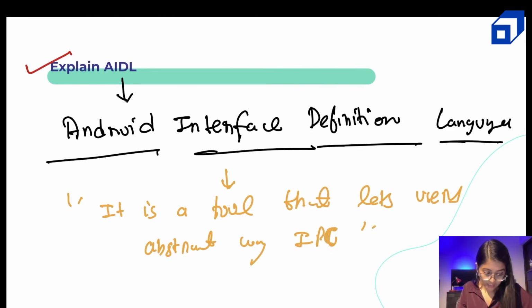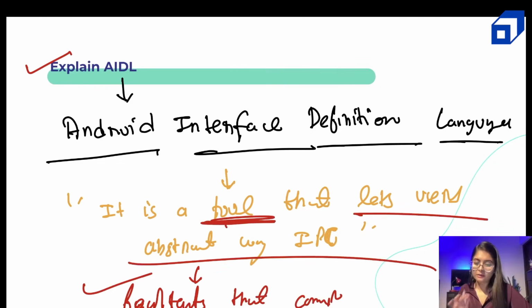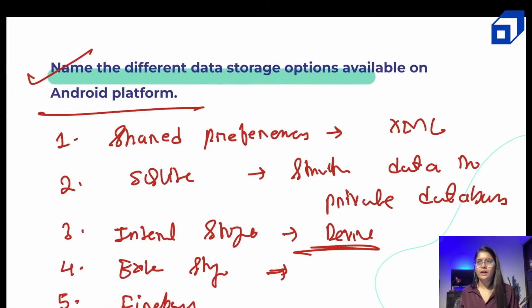Now you will ask me, what is IPC? Using IPC, the client and the service communicate with each other, and AIDL facilitates that communication. So in short, AIDL is a tool that lets users abstract away IPC. Not very commonly asked, but some interviewer might ask you these abbreviations or such terms which are not so common.